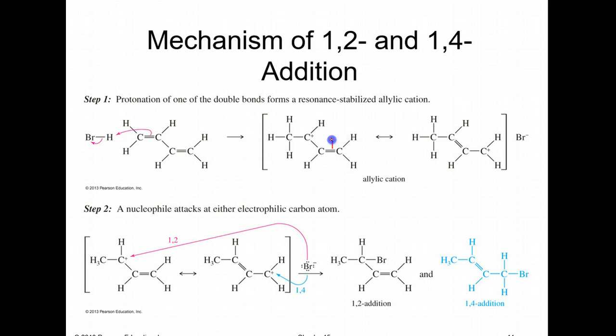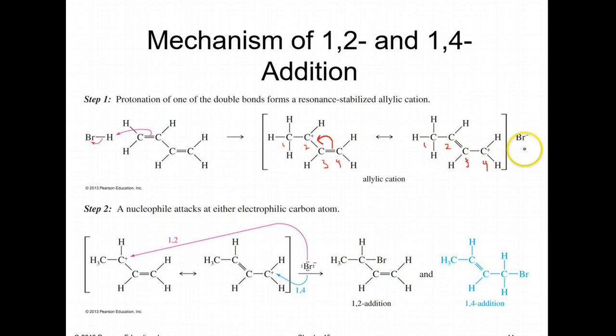This pi bond can actually go into here, form the pi bond in here, and give you a plus charge here. This is a resonance structure. You have two resonance structures, where either your plus charge is on carbon 2, so let's label these 1, 2, 3, 4, or your plus charge is on carbon 4. Plus charge on carbon 2, plus charge on carbon 4. This is going back and forth, back and forth.